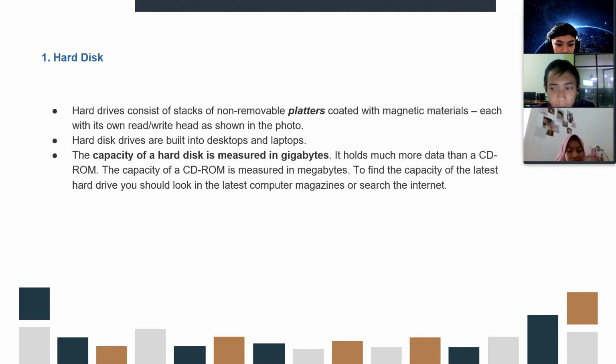The capacity of a CD-ROM is measured in megabytes. To find the capacity of the latest hard drive, you should look in the latest computer magazine or search on the internet.